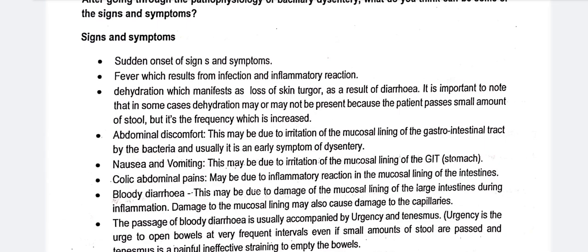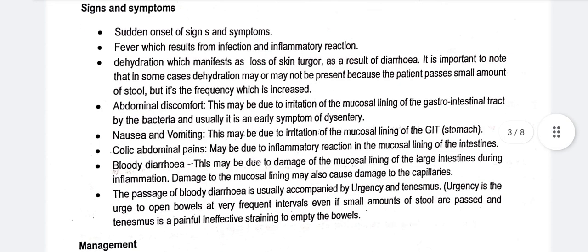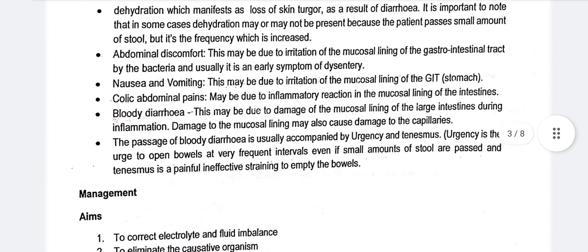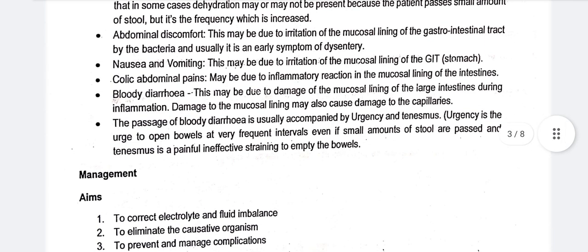So the ideal ones are what follow after that. Number 1, fever, which results from infection and inflammatory reaction. Dehydration. Where is the dehydration coming from? The vomiting, the diarrhea. Abdominal discomfort, a lot of pain because of the inflammation, the nausea and vomiting, chronic abdominal pains, bloody diarrhea, passage of blood. This is accompanied by urgency and tenesmus.